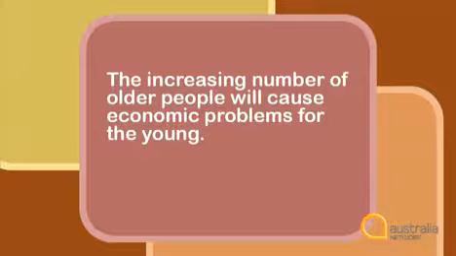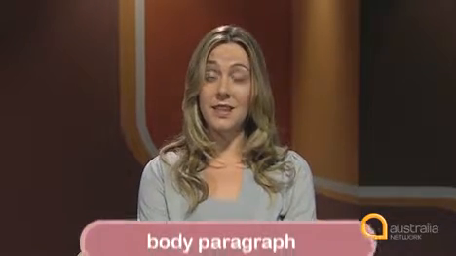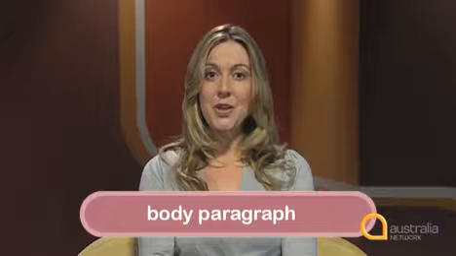The paragraph we looked at earlier was the first body paragraph of an essay answering this question. The increasing number of older people will cause economic problems for the young. To what extent do you agree or disagree? For this sort of essay, you have to write about different things in each body paragraph. The first paragraph disagreed. It said what positive things older people contribute. So the next body paragraph has to look at the negative effects of an ageing population.